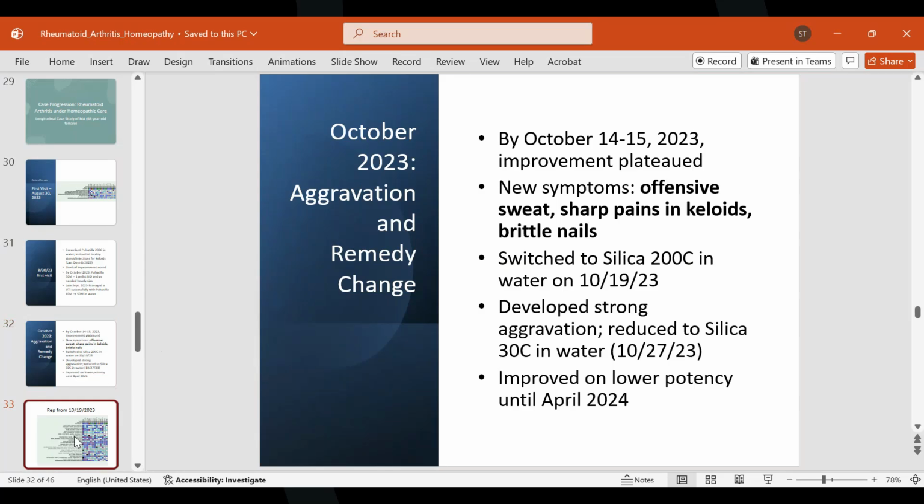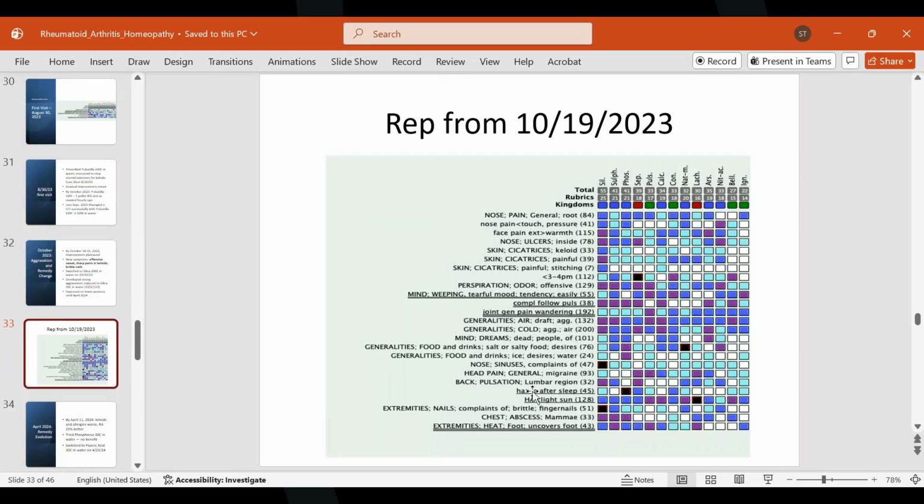Here's a repertorization from then. You see the main thing is the cicatrices, stitching pain, silica. So keloid, better warmth, offensive perspiration, follows pulsatilla. It has wandering pain, not as strong as pulsatilla. Worse draft, worse cold air. She had dreams of dead people. So salt, ice water. It's interesting.